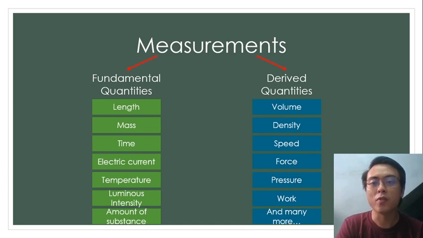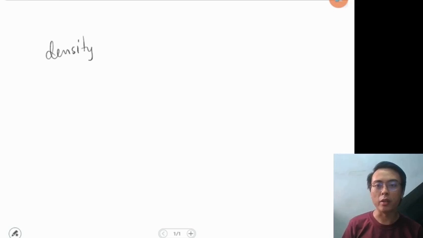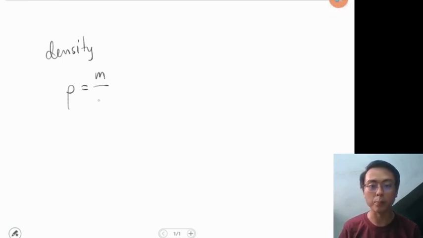In contrast to those fundamental quantities, we have the derived quantities, wherein these are just some examples. No? We have volume, density, speed, force, pressure, work, and many more. So we are not limited to seven derived quantities. Let me give you an example of a derived quantity. One example that was mentioned was density. We represent density with the Greek letter rho. And in terms of a formula, we define density as the mass of a substance divided by its occupied volume.